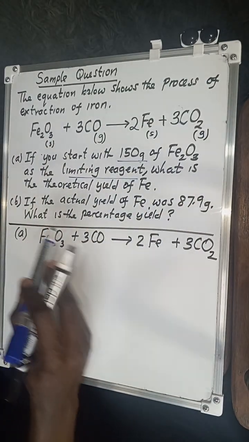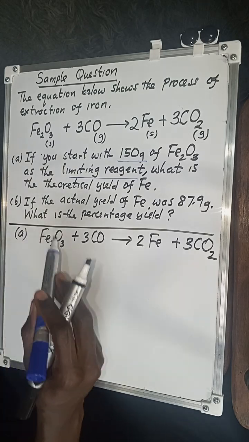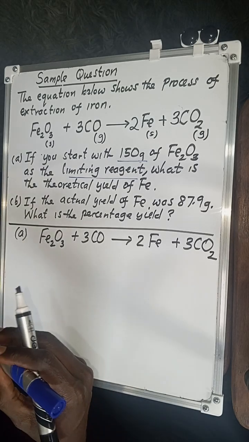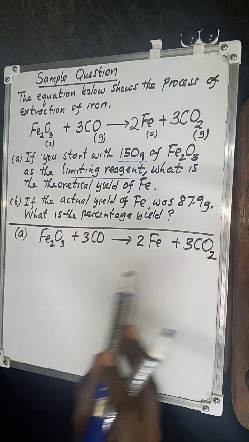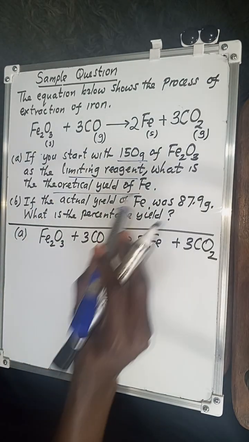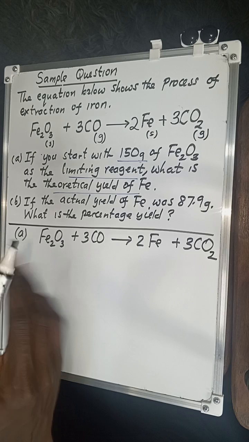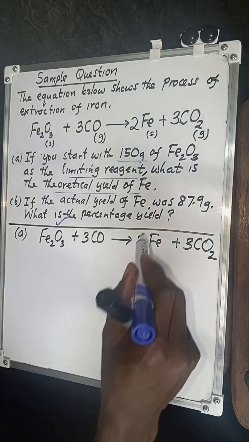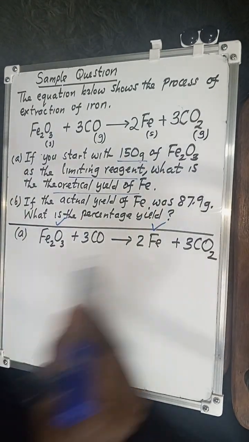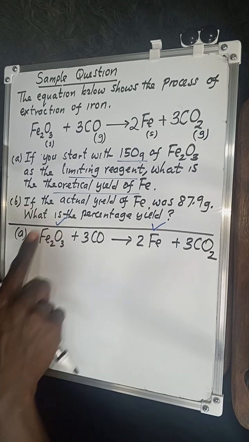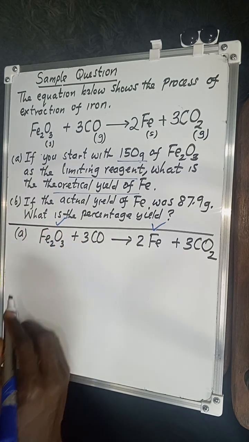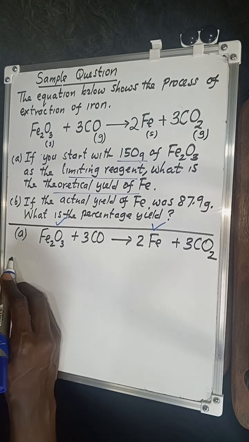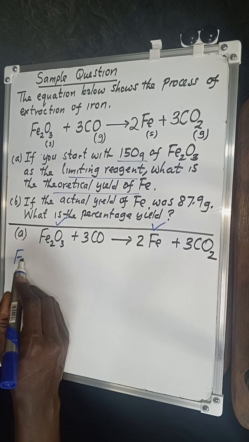So our iron(III) oxide, they have already told us, is the limiting reagent. No need to worry. We'll use this to determine any amount of product we need. What is the theoretical yield of iron? So you are comparing this iron(III) oxide to just the iron. Let's calculate the mass from this balanced equation.